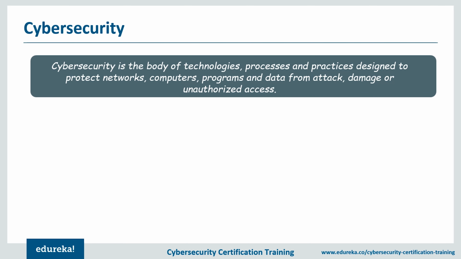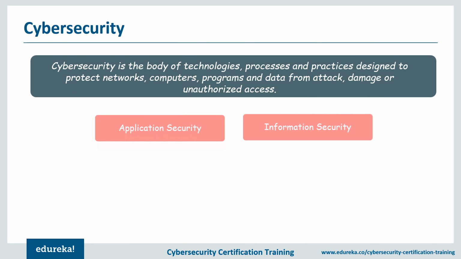Ensuring cybersecurity requires the coordination of efforts throughout an information system. And this includes application security. It mainly focuses on keeping software and devices free from cyber threats. And then there is information security. It is basically protecting the integrity and privacy of data. So you're protecting organizations from possible data breaches here.